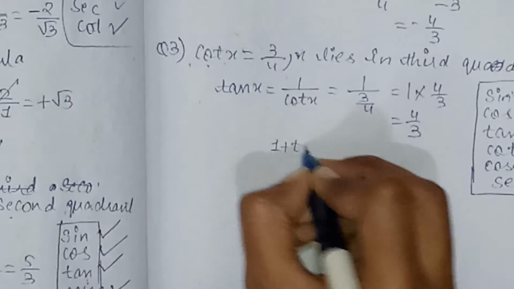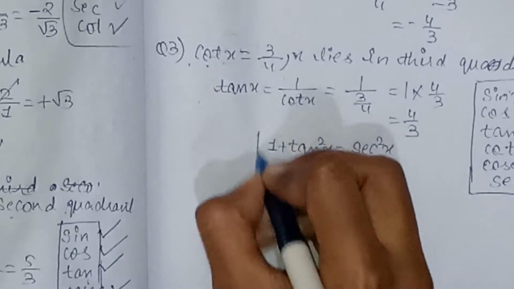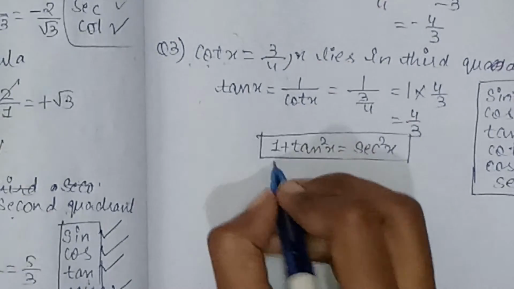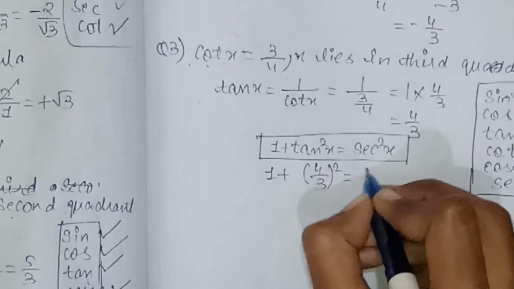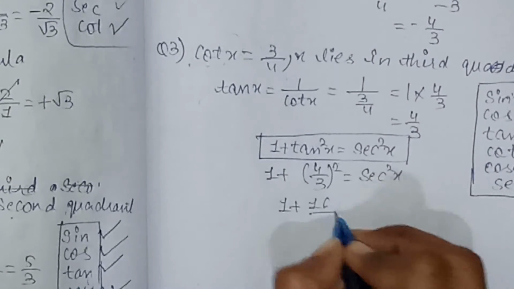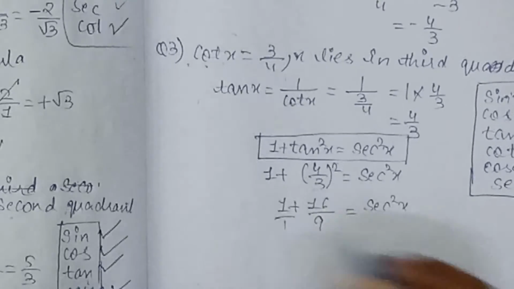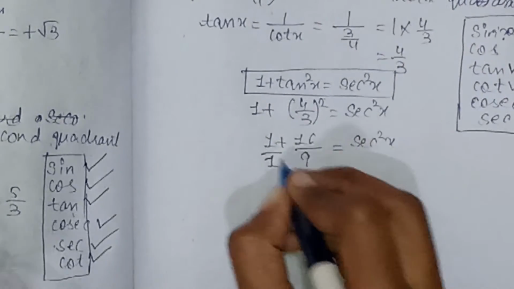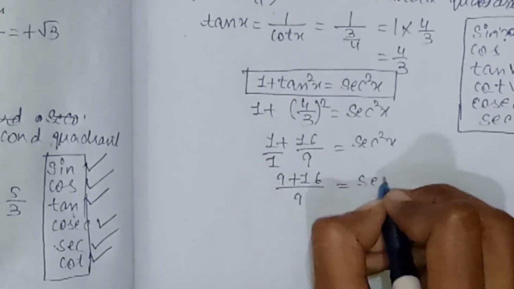So 1 plus tan square x is equal to secant square x. This is the formula I am putting in a box. So we have the value of tan, that is 4 by 3 whole square, equals secant square x. So 4 square is what? 16. 3 square is what? 9. So do the LCM. 1 and 9 is 9. 9 plus 16.